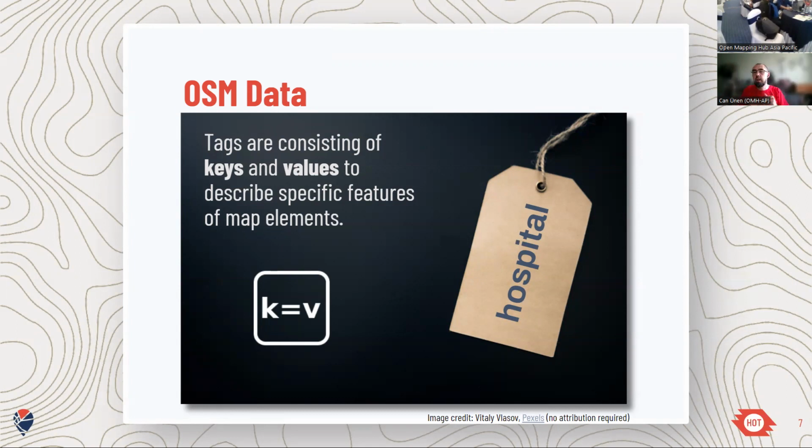So we are tagging amenities in OpenStreetMap, and in the value section, we are describing what type of amenity that is. That key-value syntax is very crucial while you are accessing OpenStreetMap data, or while you are adding new features, defining new features in OpenStreetMap.